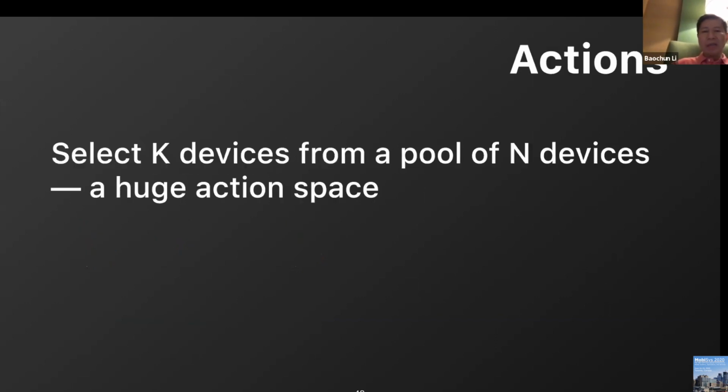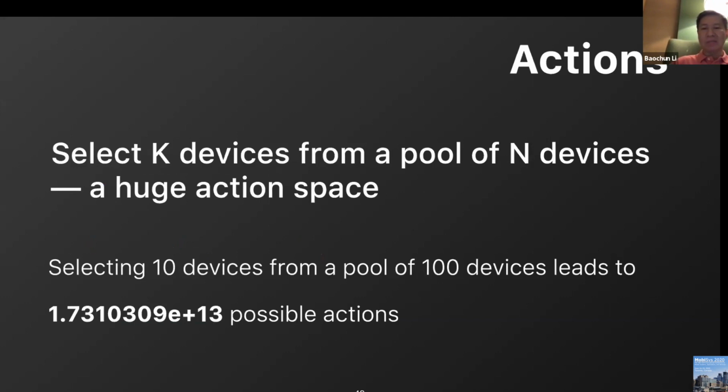In terms of the actions, ideally, we would like to select a number of devices from the total pool of devices. For example, select K devices from N devices. However, that is a choose K from N kind of problem. That's a huge action space. For example, if you want to choose 10 devices from a pool of 100 devices, which is not a very large number, you're going to have an enormous number of possible actions.